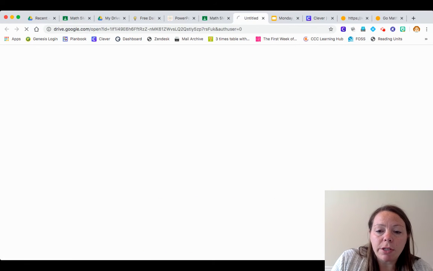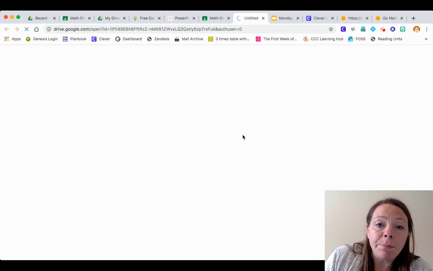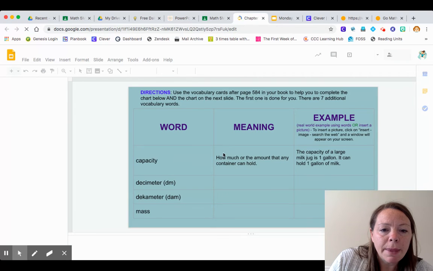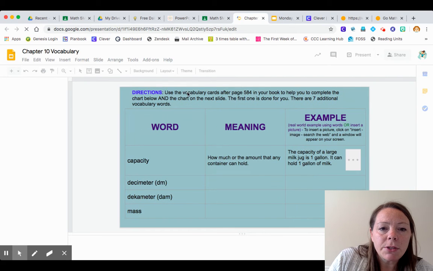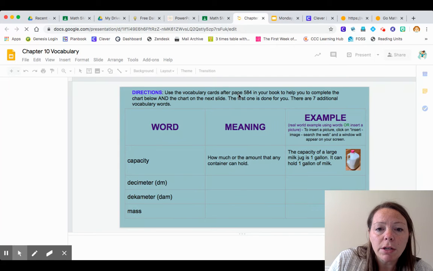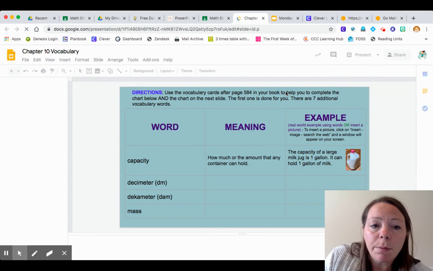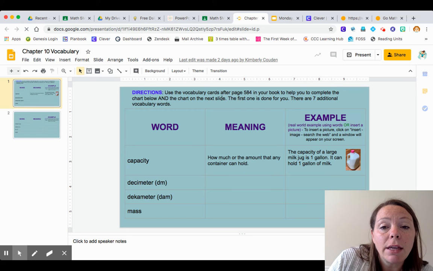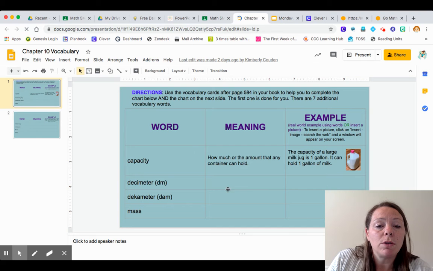So as far as the chapter 10 vocabulary went, most of you saw my comments back if you missed some of the directions. So if I go ahead and click on this, you'll see that it opens up. The first thing that you want to do is read the directions at the top. It says use the vocabulary cards after page 584 in your book to help you complete the chart below and the chart on the next slide. The first one is done for you. There are 7 additional vocabulary words.